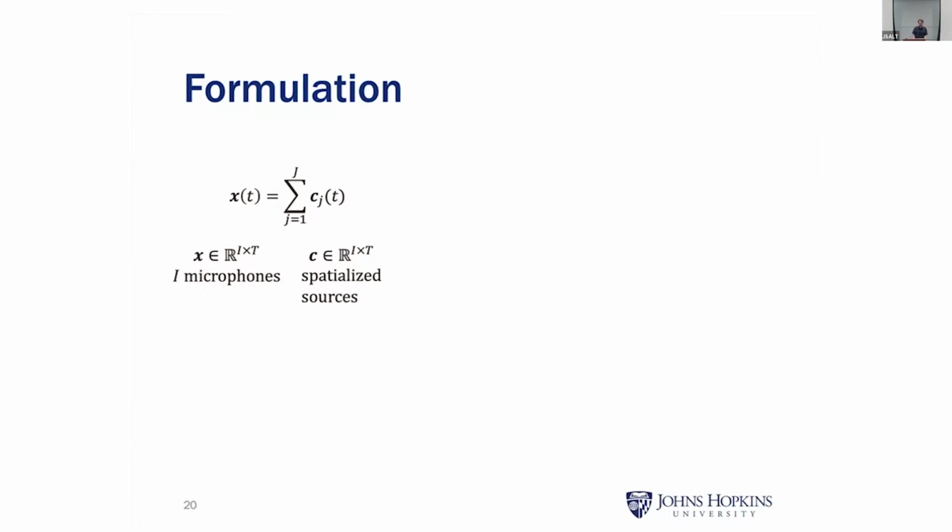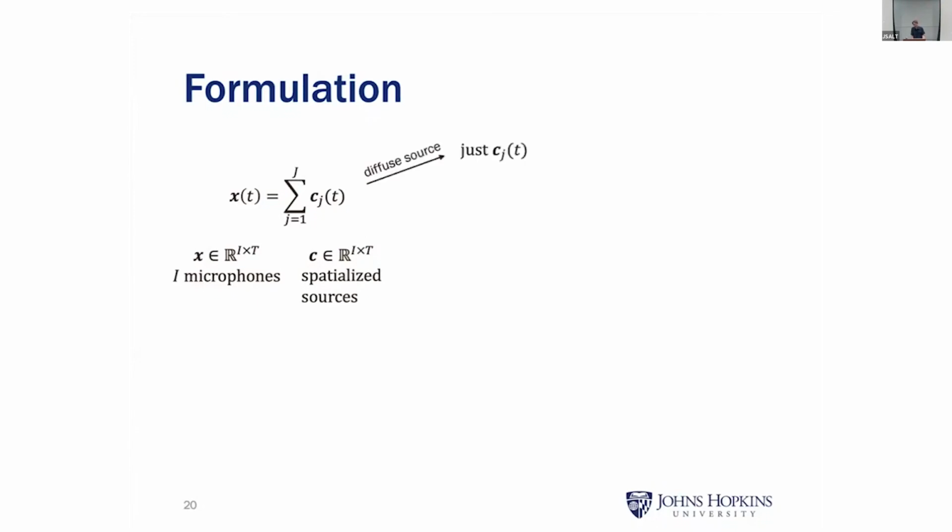And then rather than a sum of sources, it's a sum of spatialized sources, because if we have some target signal, like maybe speech, it's going to sound different on each of the microphones, and it's also going to arrive at each of those microphones at a different point in time. So this concept of spatialized sources is basically what a given source sounds like as captured by a particular microphone. And then again, we have a sum over all of the sources that are in the recording.